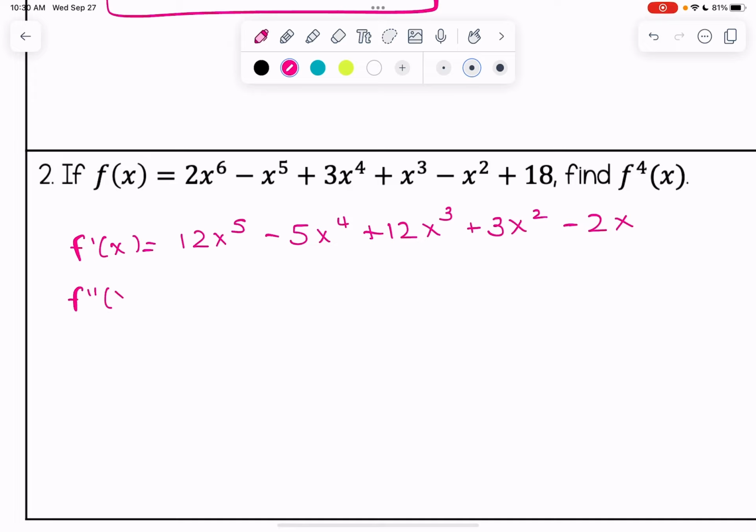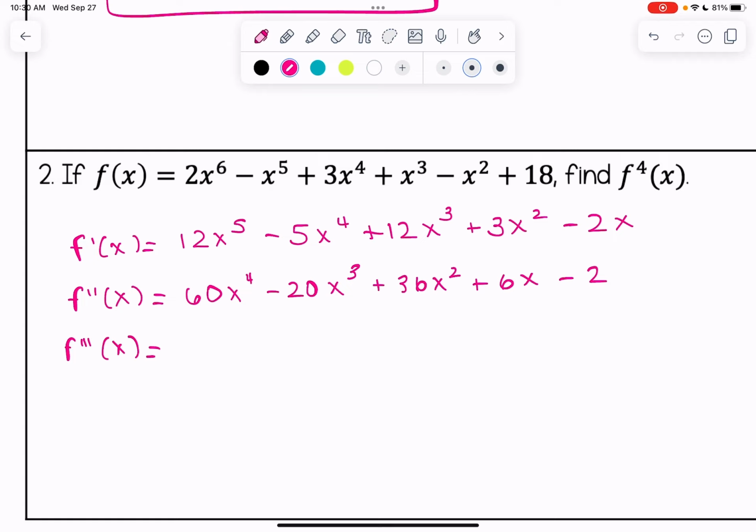Okay, now our second derivative, 60x to the 4th. Okay, remember I'm just taking the derivative of the previous derivative, minus 20x to the 3rd, plus 36x squared, plus 6x minus 2. Okay, now the third derivative, 240x to the 3rd, minus 60x squared, plus 72x plus 6, and we lose that term on the end because the derivative of negative 2 is 0.